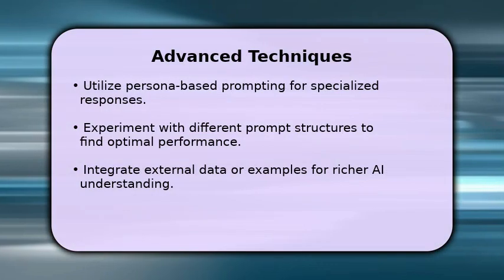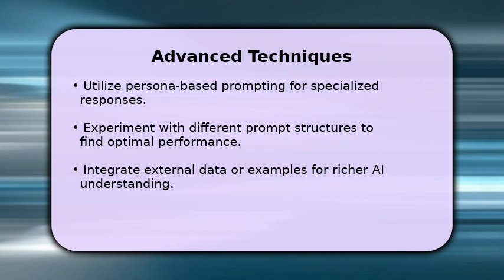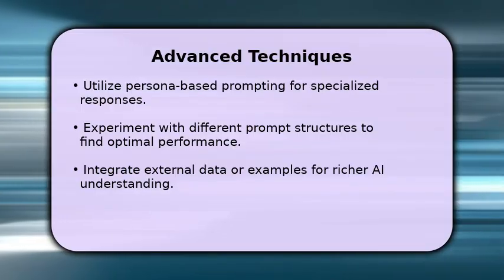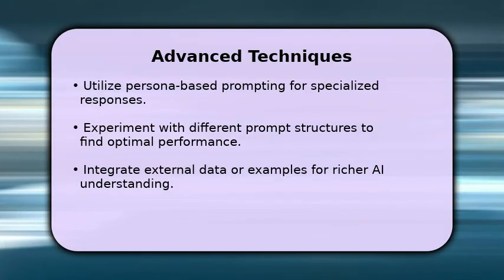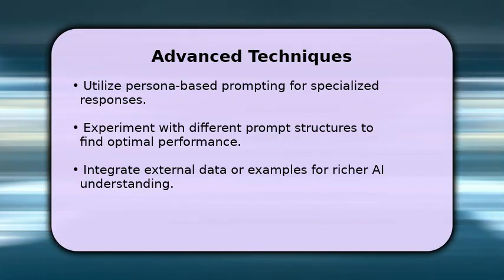To unlock even more sophisticated results, consider advanced techniques. Try persona-based prompting, asking the AI to respond as a marketing expert or as a historian for highly specialized content. Experiment with varying prompt structures, perhaps using bullet points or numbered lists within your request to see what yields the best output. Incorporating specific examples or data points can also significantly enhance the AI's understanding and response quality.